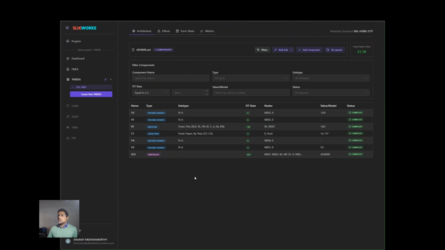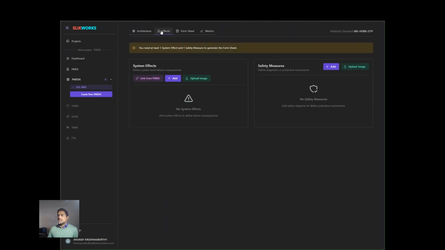Now that we've uploaded all the components, what we're going to do next is identify what the effects are and what safety measures we already have. Once we've done this, then we can generate the FMEDA table. In order to generate the effects, this can be done in a couple of ways.